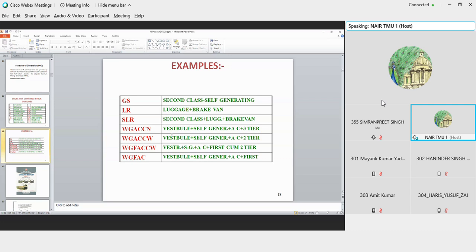And whenever a train is entering a platform, you'll find an RPF person writing the numbers. So basically, what he's seeing is the train consist. He does not write AC2, AC1, AC3. He writes WGACCN 1303 entered, WGACCW 1304 entered. So this is how the codification in the coaching stock is done.